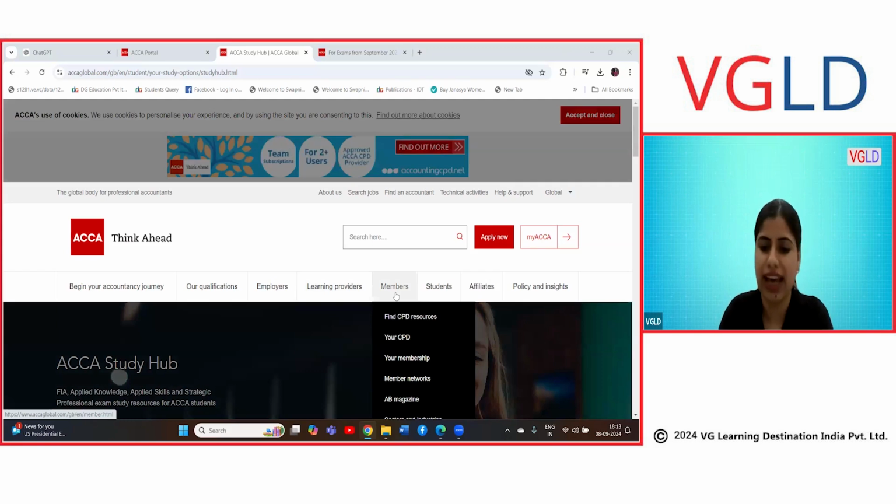As I was mentioning about BPP and Kaplan, these were approved content partners, providers, till ACCA Study Hub was launched. Now the contract is the same as in the previous time period. Now they are known as content providers. They are valid. If you want to practice more questions from Kaplan or BPP, you can for any paper. But make sure you are practicing from the recent resource.